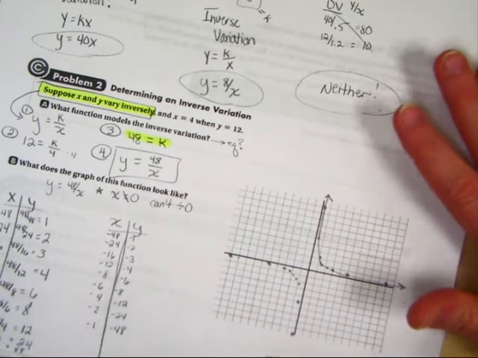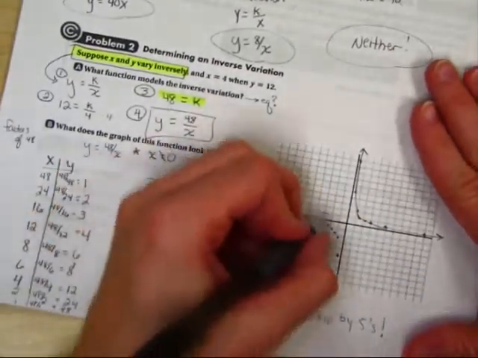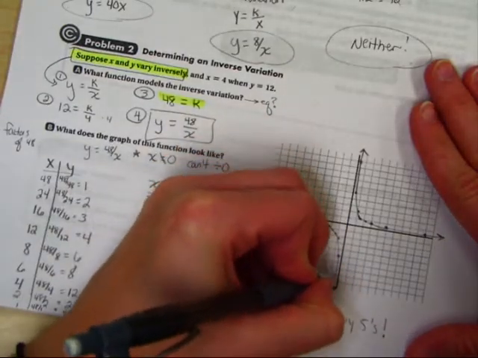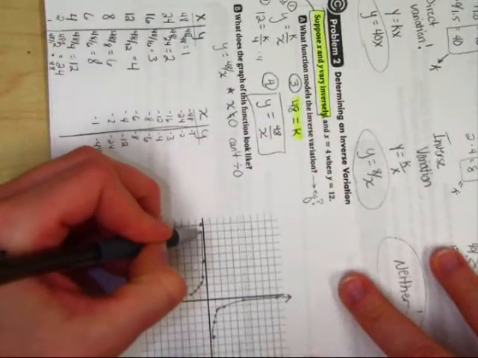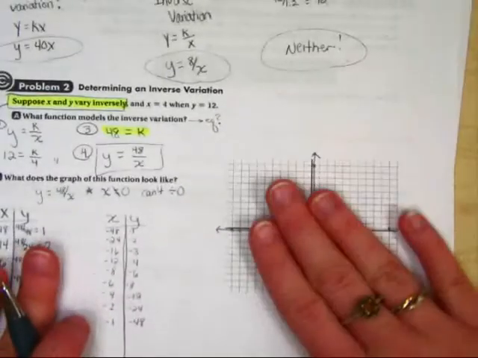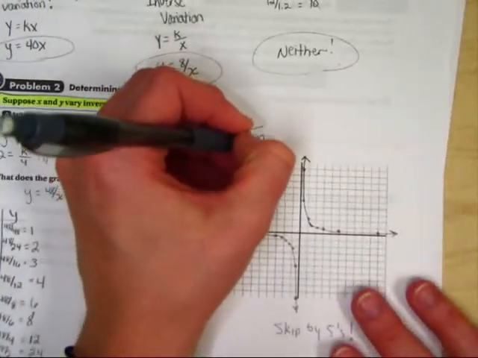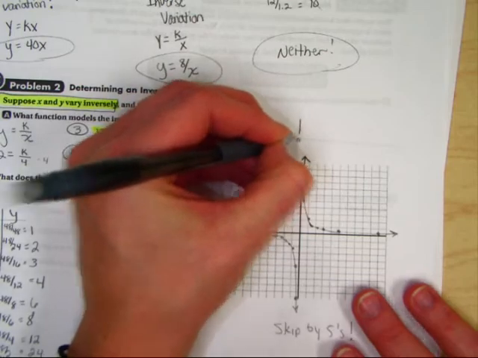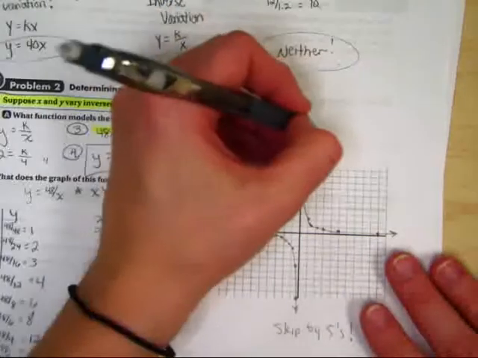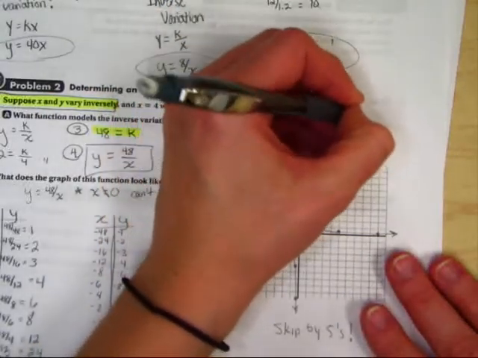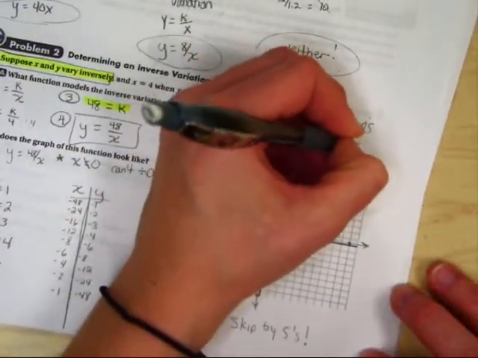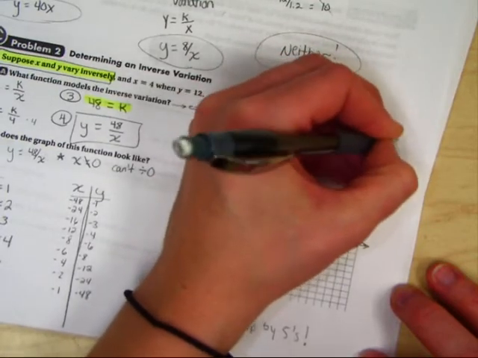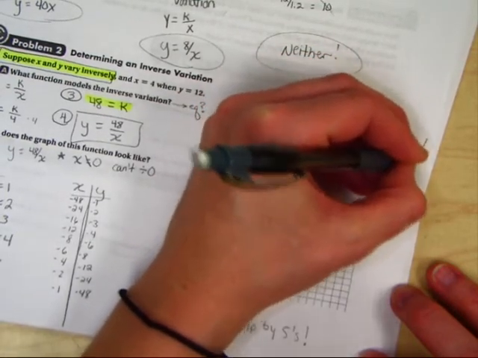Okay, I finished plotting the rest of my points for problem 2b. When you connect, you should see that you do get the exact mirror image on the other side of your axes. This graph is what all inverse graphs look like. They always have the x and y axis as asymptotes. Okay?